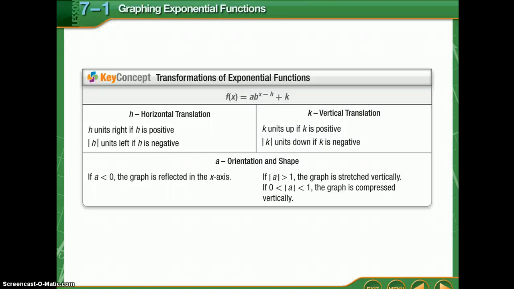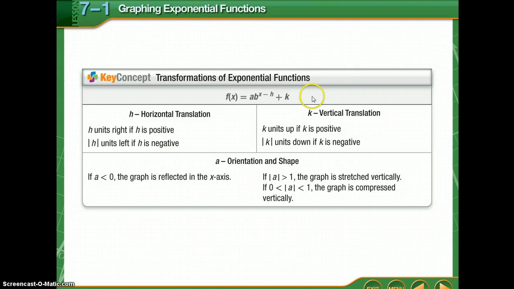Another key concept is about transformations of exponential functions. Notice this function is equal to a times b to the x minus h, plus k. Now looking at h, this tells us what our horizontal translation would be. If h is positive, it goes h units to the right, and if h is negative, it goes the absolute value units of h to the left.